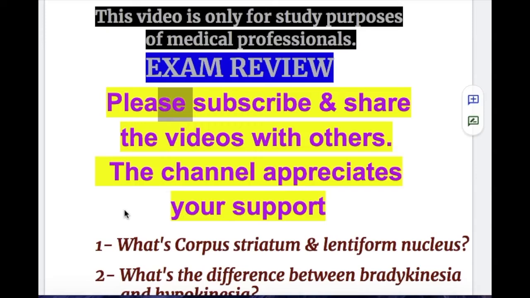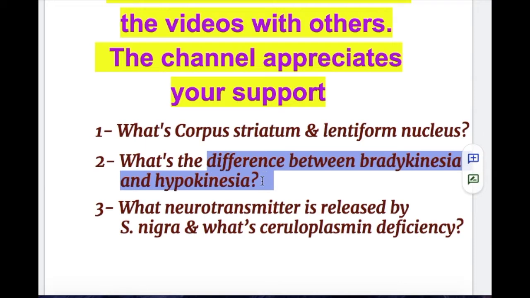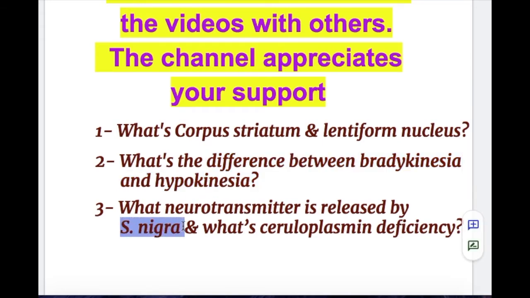In this video, we'll do an exam review on the basal ganglia, their functions, their connections, and the abnormal movements produced due to disorders of the basal ganglia. A few important exam questions. Question number 1, what's corpus striatum and lentiform nucleus? Number 2, what's the difference between bradykinesia and hypokinesia? Number 3, what neurotransmitter is released by Substantia nigra, and what's Ceruloplasmin deficiency?